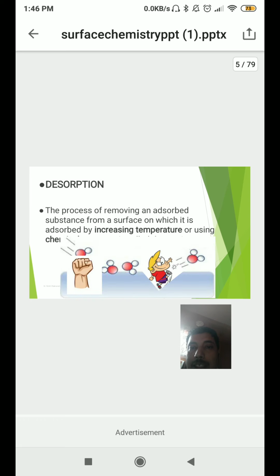Now the process of desorption is the process of removing an adsorbed substance from a surface on which it is adsorbed, by increasing the temperature or using a chemical process. Here you can see those molecules which get adsorbed on the surface of the solid. When we give heat or high temperature, the molecules get evaporated, and this process is known as desorption.